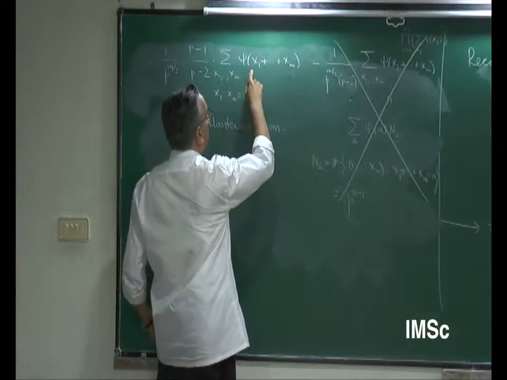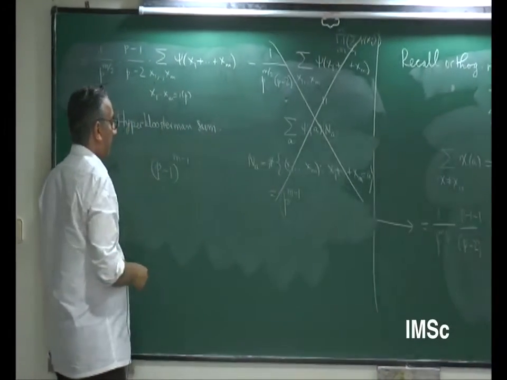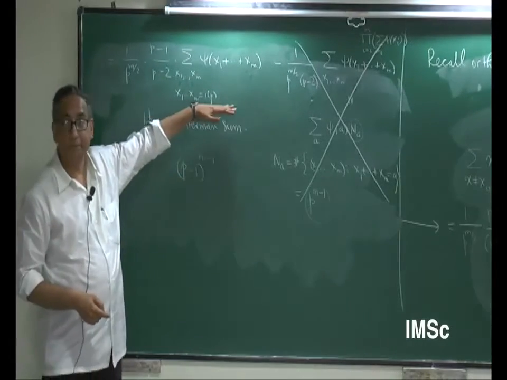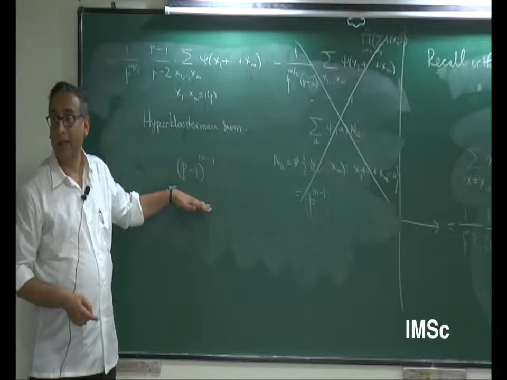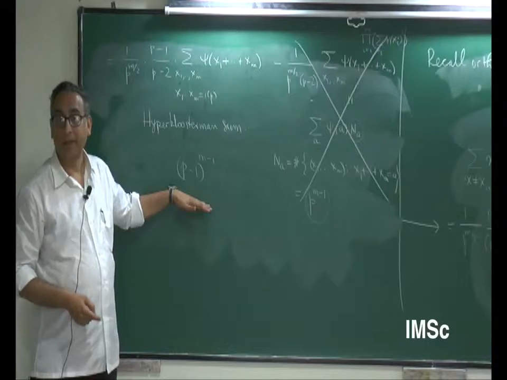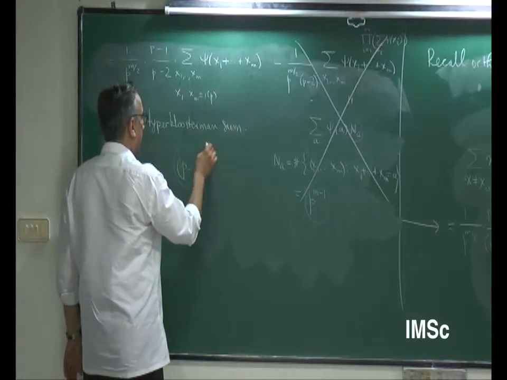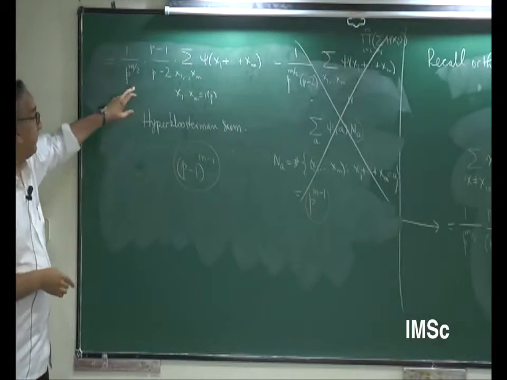For each such choice, this is at most 1, right? Therefore, the trivial estimate for that particular sum is (p minus 1) to the power m. Everyone okay with this? Okay? Now, let's see if I can use the trivial estimate and plug it in here and see what kind of thing I get.